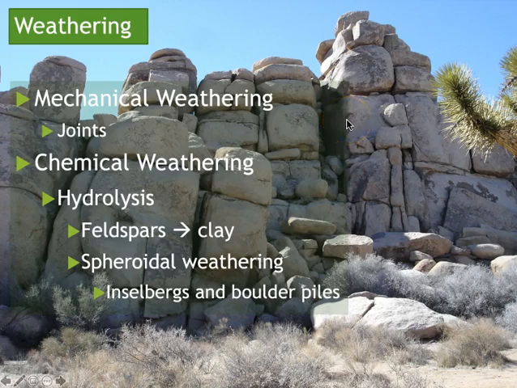Weathering causes the breakdown of rock on or near Earth's surface through mechanical or chemical actions. Mechanical weathering involves physical processes that cause rock to crack into sets of fractures called joints. Rocks in Joshua Tree are commonly jointed. Chemical weathering causes chemical reactions which alter and dissolve minerals in rock. Hydrolysis is a chemical weathering agent that converts feldspars in granitic rock to clay, leading to a type of weathering called spheroidal weathering. Spheroidal weathering has played a crucial role in forming the Inselbergs and boulder piles throughout the park.